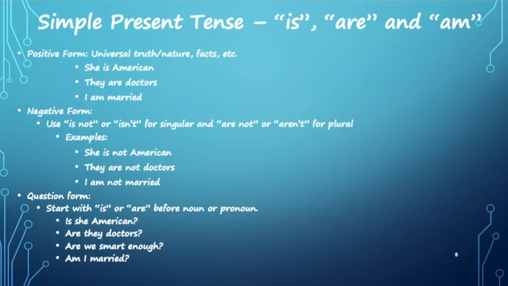The negative form is the second form, and we add not: is not, which we also call isn't for singular, are not for plural, which we also call aren't. With I, we use am, we will say I am not. So, she is not American. They are not doctors. I am not married. In case of question form, we will start the sentence with is or are before the noun or pronoun. Is she American? Are they doctors? Are we smart enough? Am I married?